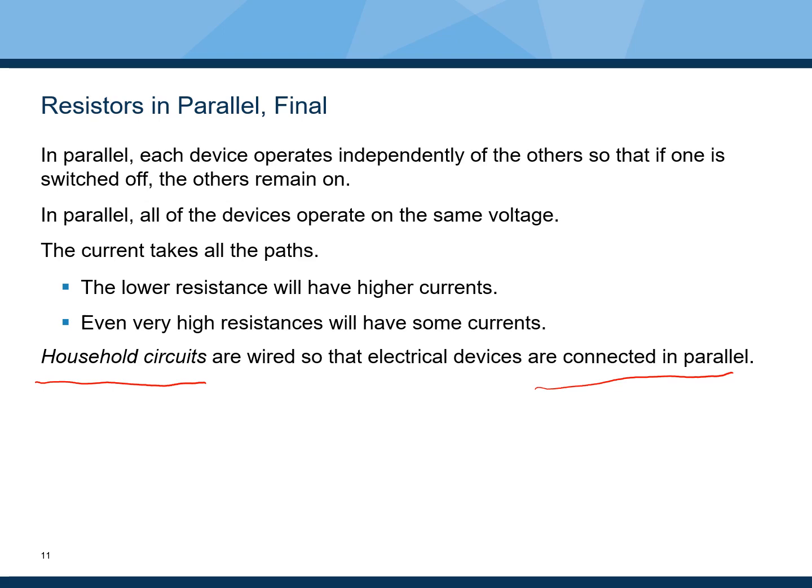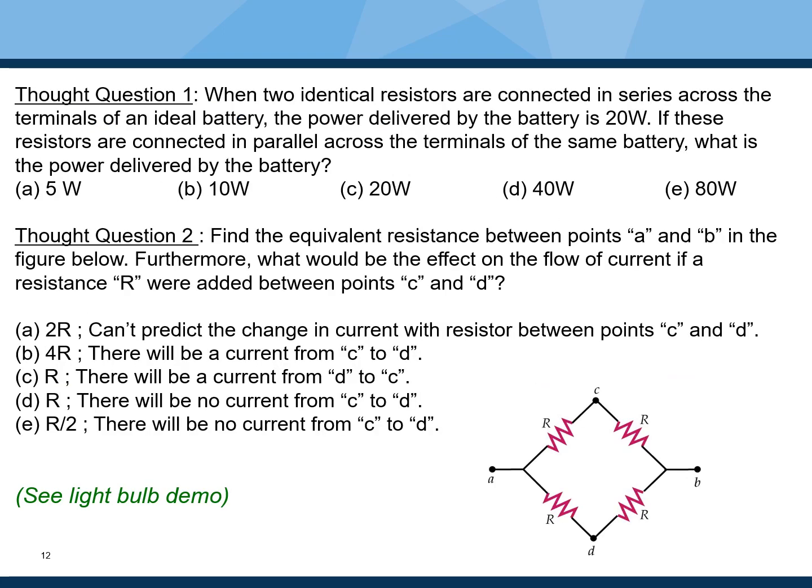So with that, let's go ahead and do a simple thought question. I'll go ahead and do thought question number 1 together with you all, and then we'll do thought question number 2. You all will do thought question number 2 by yourselves, and we will of course practice both of them in class. So with that, let's go ahead and think about this situation. There are two identical resistors.